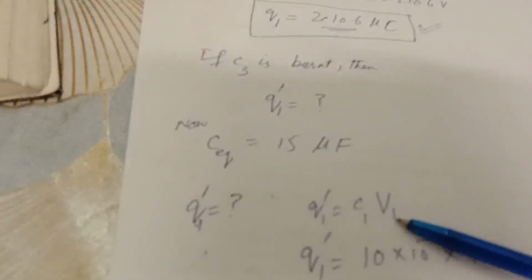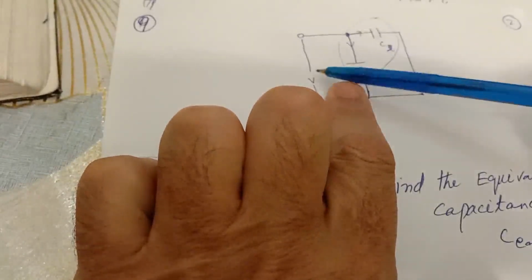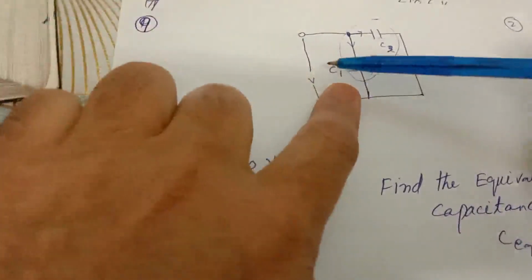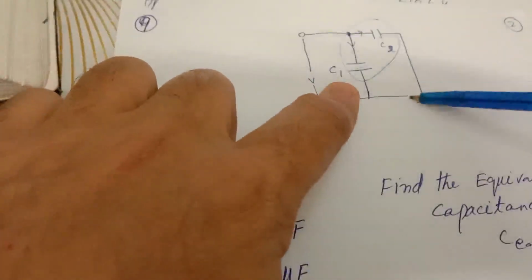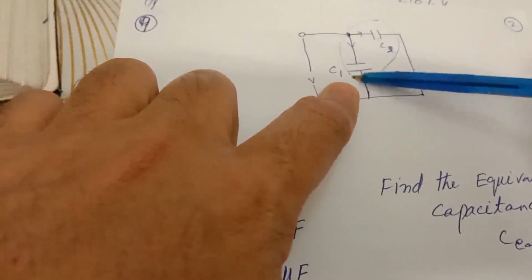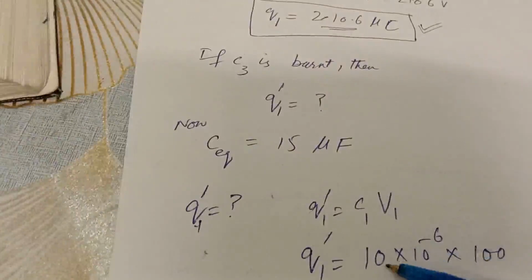So Q dash is equal to C1 into V1. But what is the problem here? C3 is absent, it is not present here. So C1 and C2 are at the same potential. Between this point and this point the potential difference is 100 volts, so they have the same potential difference. So the potential difference across the plates of C1 is 100 volt. So Q1 is equal to C1 into V1, where C1 is 10 microfarad and V1 is now 100.